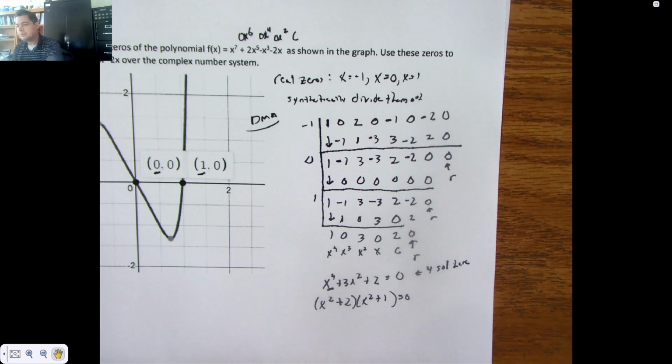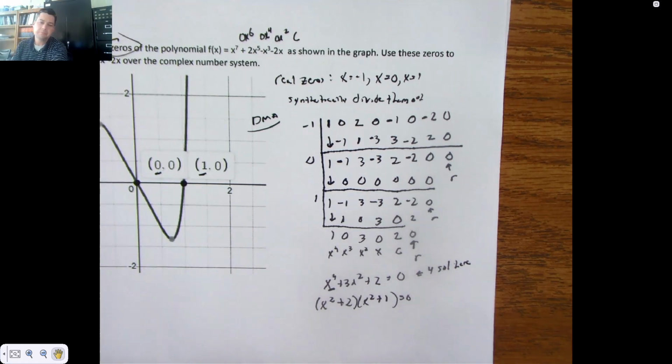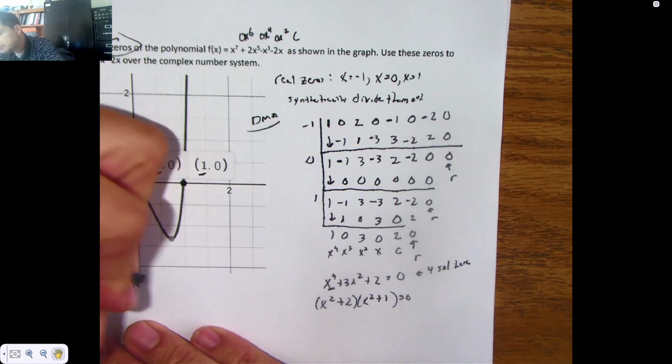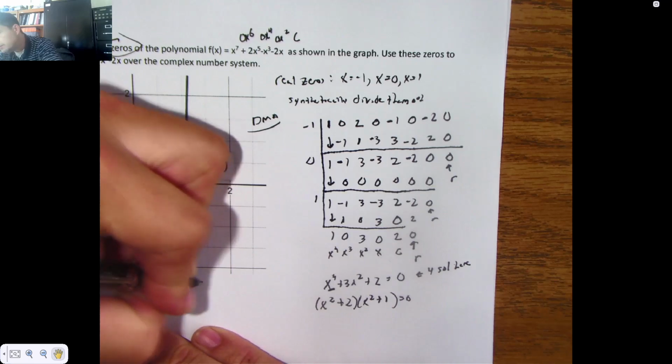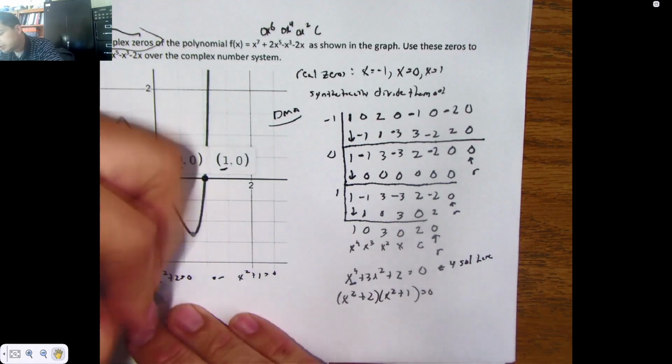Because you're supposed to find all of them, real and complex. So you're going to use your zero product property. x squared plus 2 is 0, or x squared plus 1 is 0. You're going to subtract your 2.